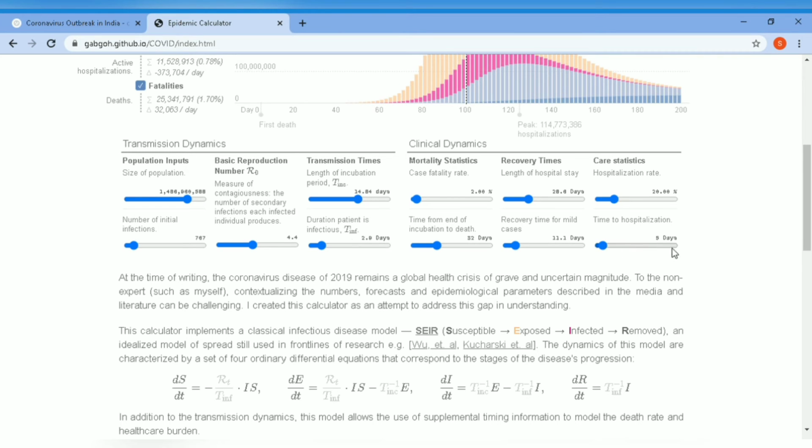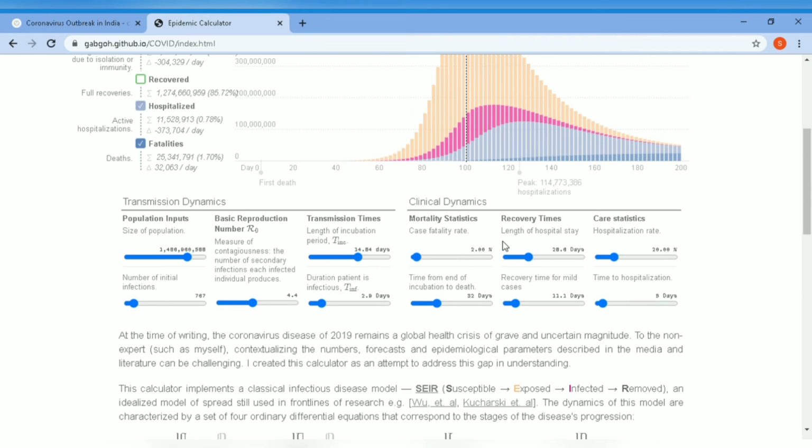Then you can fix the other things, also the fatality percentage, here, mortality statistics, the case fatality rate. In some countries I have seen that it is 3%, in some countries it is 4%, in some countries it's 2%, right?